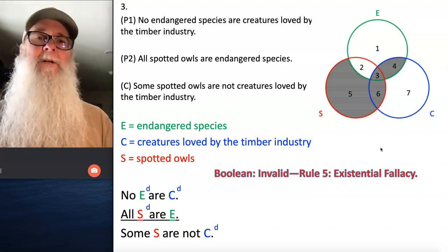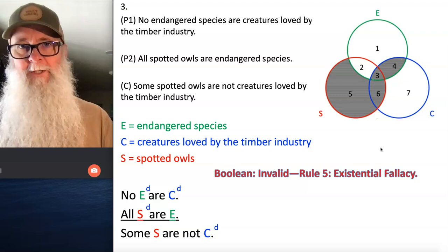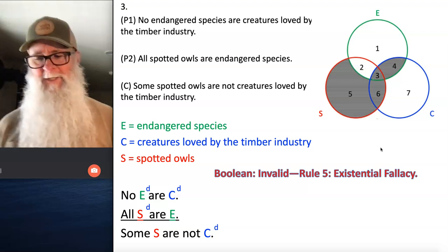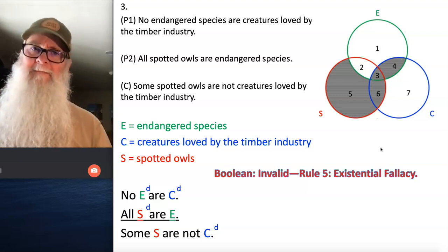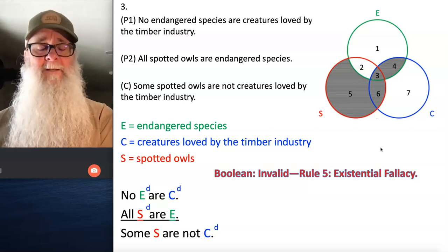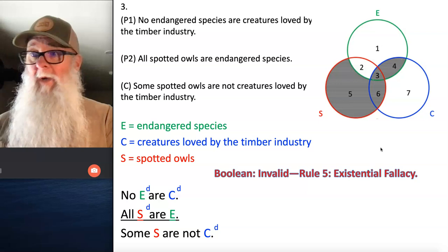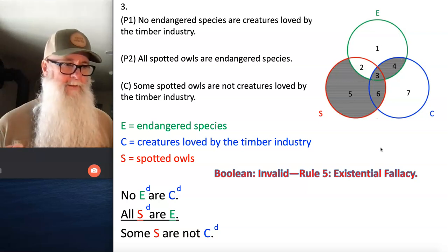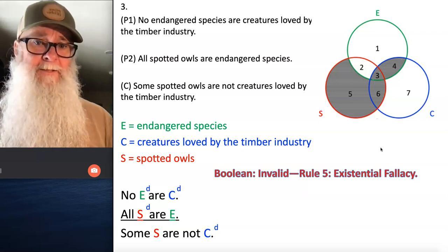It just depends on whether or not the critical term refers to an existing thing. So we have a conditionally valid argument from the Aristotelian standpoint, and the condition that has to be met is the critical term has to refer to an actually existing thing. What's the critical term here?